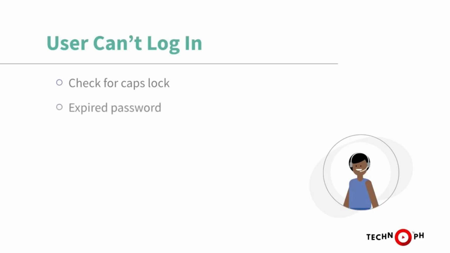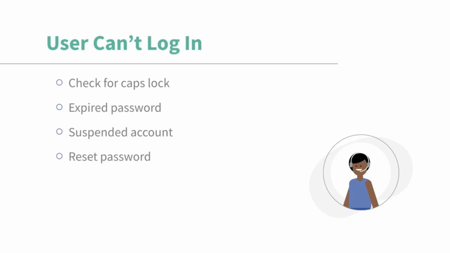The user's password may be expired or the account may be suspended, so you'll need to go into Active Directory to take a look at the account and see what's going on. And then you may need to reset the password for the user, especially if the user has just forgotten what their password is. A lot of times users would ask me, can you just tell me what my password is? And the answer is no, because we typically don't save passwords and there's no way to look at them inside Active Directory. The best answer for them is just to reset it.